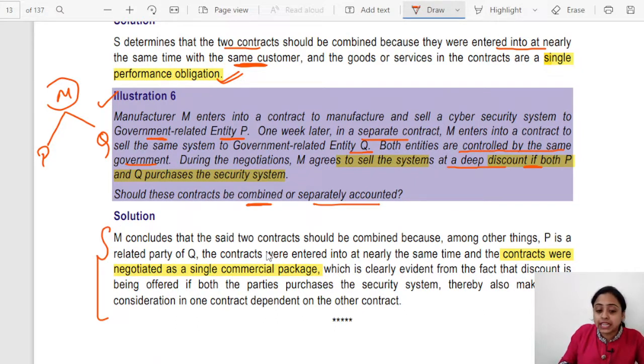M concludes that the two contracts should be combined because it is so much interrelated, so much interdependent, therefore it should be considered as one, combined. P is a related party to Q. Okay, it is a related party. The contracts were entered into at nearly the same time and the contracts were negotiated as a single commercial package, which is clearly evident from the fact that a discount is being offered if both the parties purchase the security system, thereby also making the consideration in one contract dependent on the other contract. Okay, it is highly dependent and therefore it should be combined.